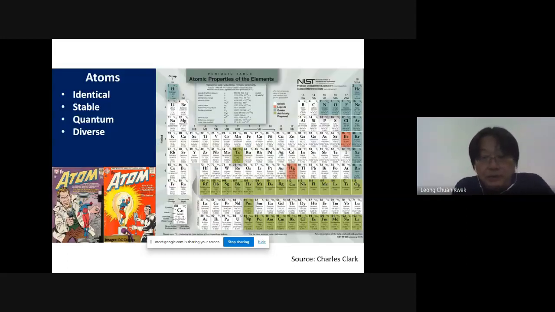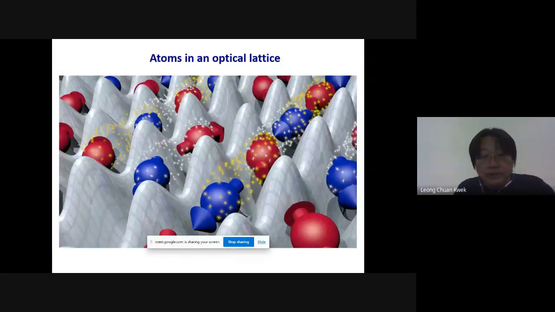Atoms are chosen typically because atoms are identical. They are very stable. Most atoms operate in the quantum regime, and they have diverse functionalities. There are properties that are distinctly different. Some are bosons, some are fermions. So atoms in an optical lattice are somewhat like this picture here, where you have many atoms trapped in separate potentials, almost like an egg crate, with some arrows to indicate that in principle they could have spin.